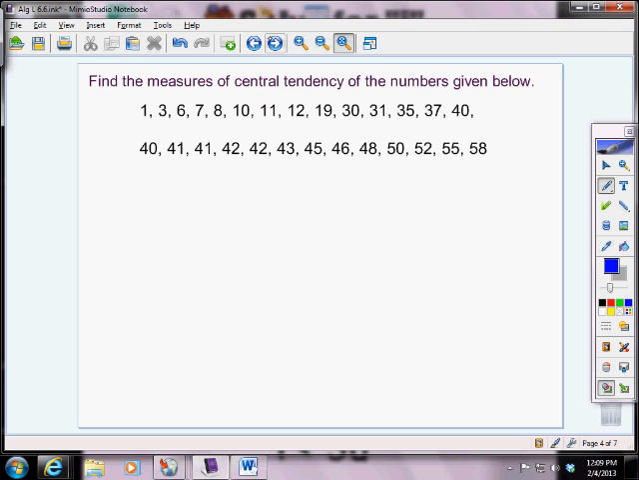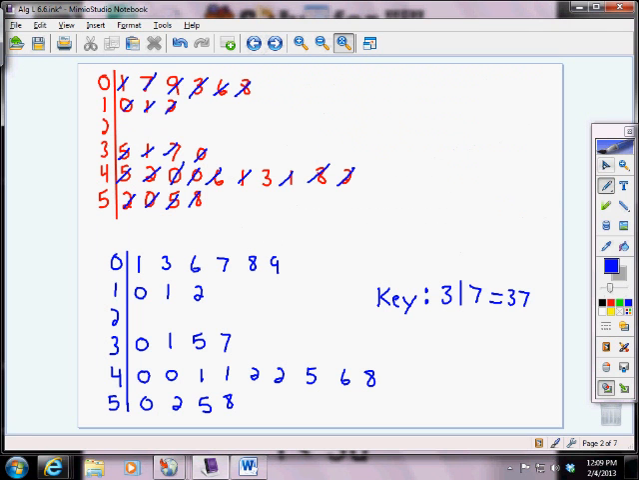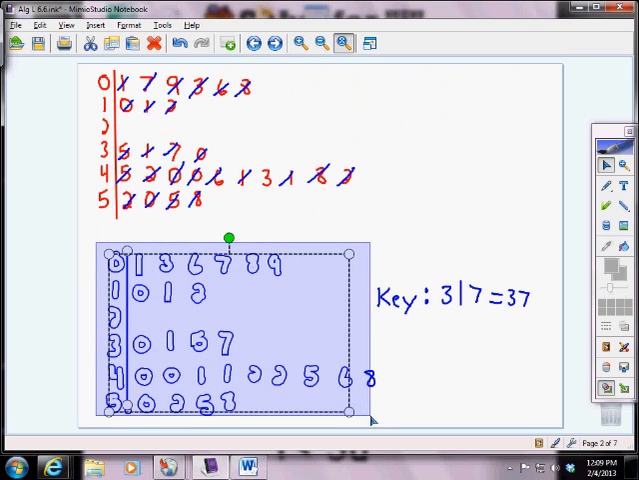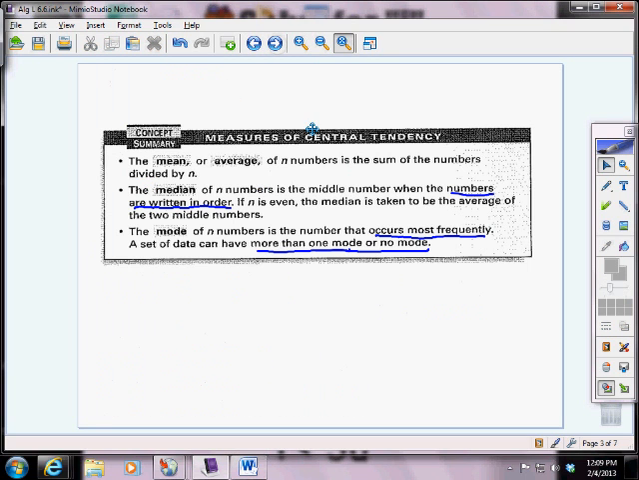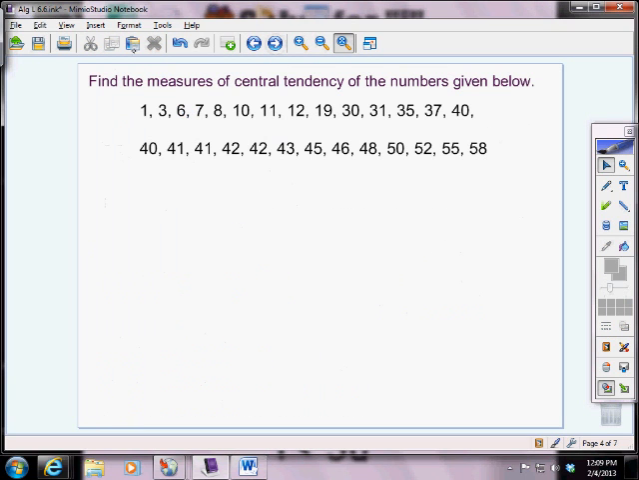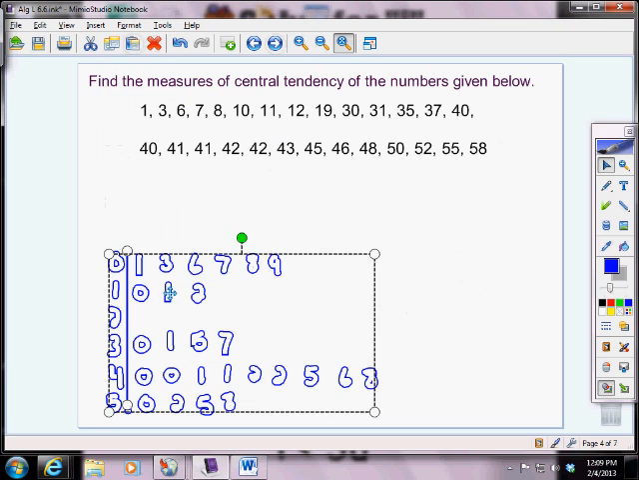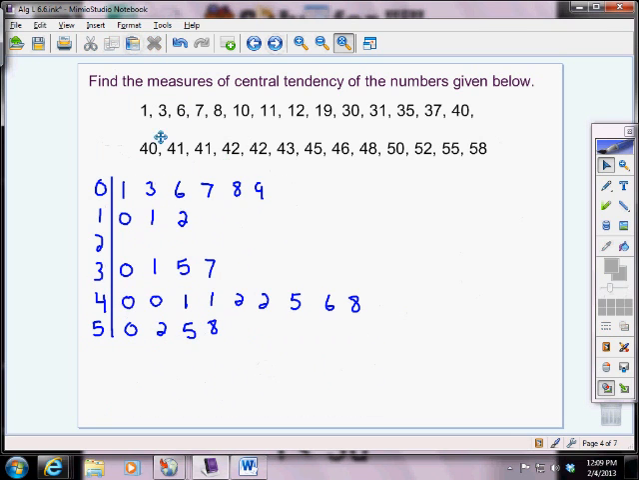These numbers right here come from what we did creating a stem and leaf plot. Okay, so this is a stem and leaf plot we created earlier. And what I did is I took these numbers and wrote them out. That's why a stem and leaf plot is helpful, because if we're just given a bunch of random numbers, to find certain things such as the median, it's important to write them in order.